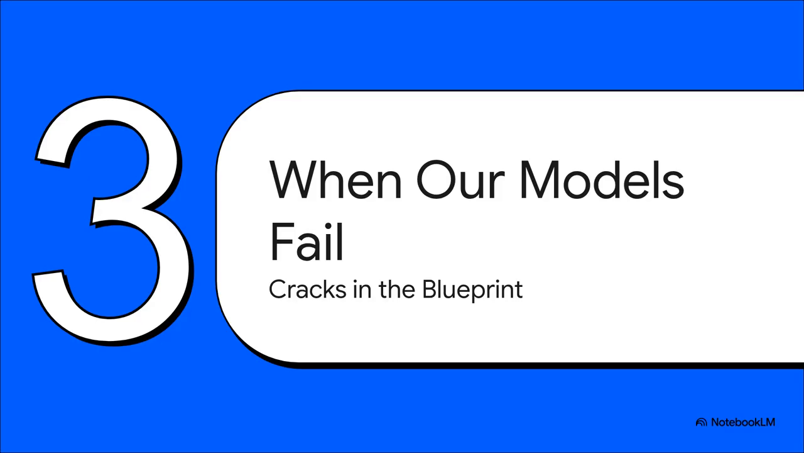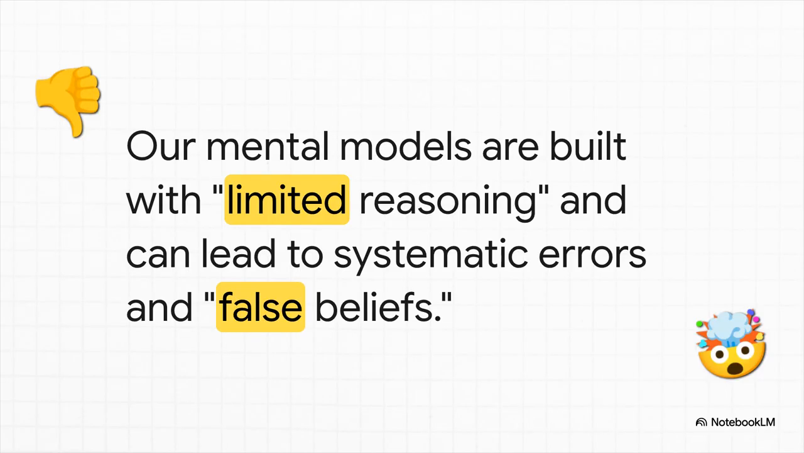But here's the catch, right? Our internal blueprints are not perfect copies of reality. Not even close. They're more like sketches, and sometimes those sketches have some pretty serious flaws. Yeah, as the research makes very clear, our blueprints are built with limited reasoning. We don't have endless time or brain power, so we take shortcuts. And look, these shortcuts are usually super efficient, but they can also lead to some systematic errors and what are called false beliefs. Basically, cracks in our foundation and our understanding of the world.